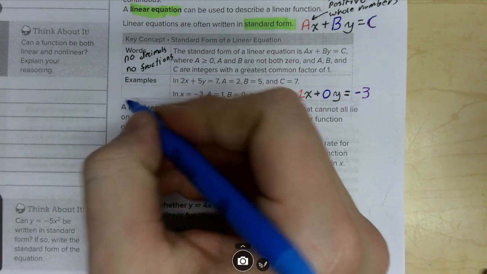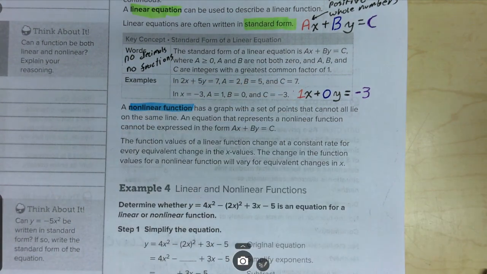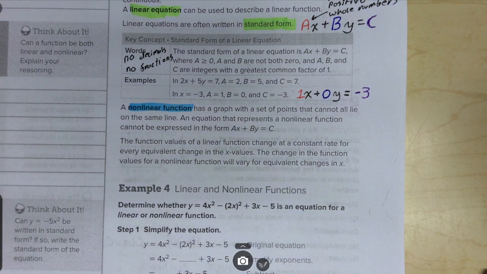A nonlinear function has a graph with a set of points that cannot all lie on the same line. An equation that represents a nonlinear function cannot be expressed in the form ax plus by equals c. The function values of a linear function change at a constant rate for every equivalent change in the x values. The change in the function values for a nonlinear equation will vary for equivalent changes in x.